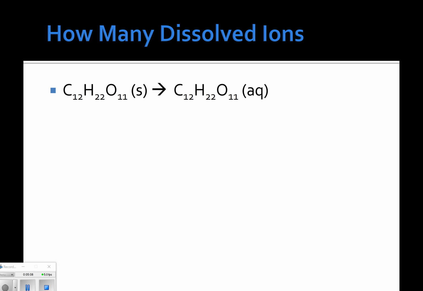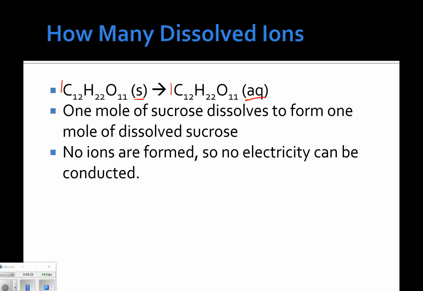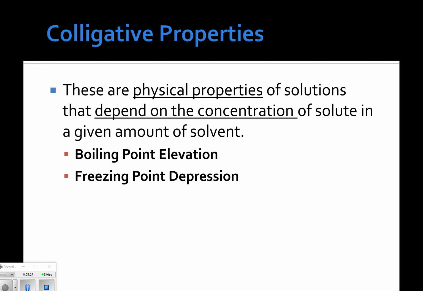For example, sugar dissolves, so we have the solid designation that dissolves into aqueous. We start with 1 mole and we end up with 1 mole. So 1 mole of sucrose dissolves to form 1 mole of dissolved sucrose. No ions are formed, so this solution will not conduct electricity.